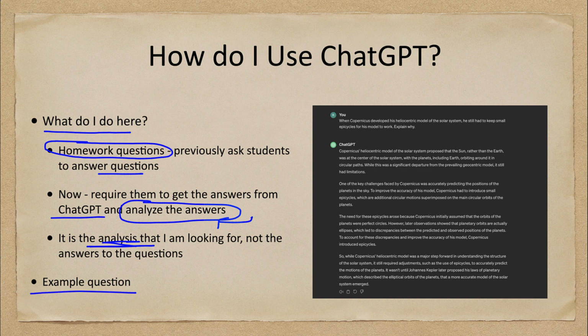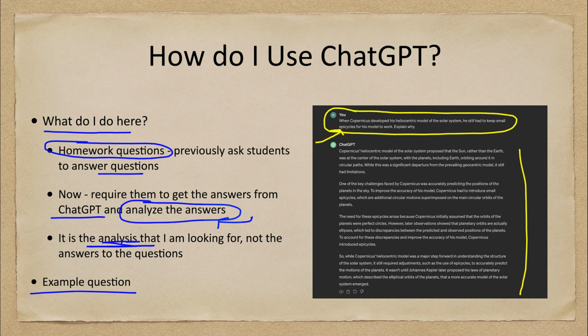As an example here, I've asked ChatGPT a question about Copernicus and his model of the solar system, and to explain, in this case, why Copernicus had to keep epicycles in his model. And here we see ChatGPT's answer. So that's what a student could then put in. But then I want them to compare that to an answer that I give them and see, did ChatGPT do a better job? Did it give too much? Did it give anything that was incorrect?